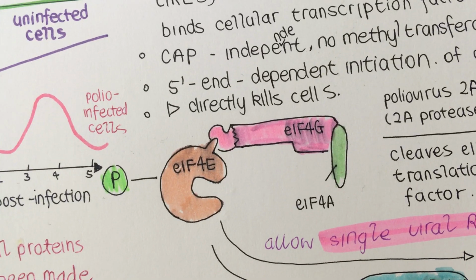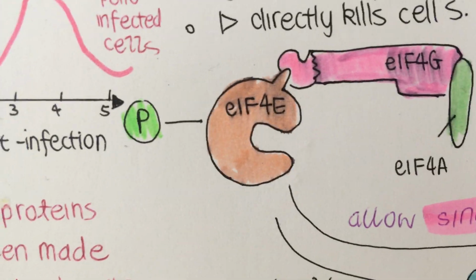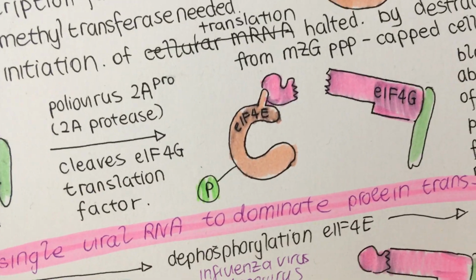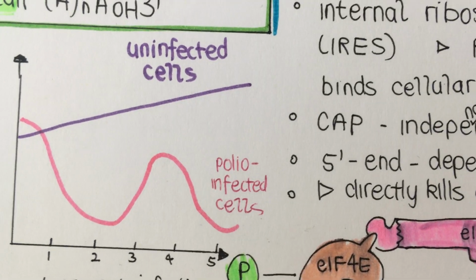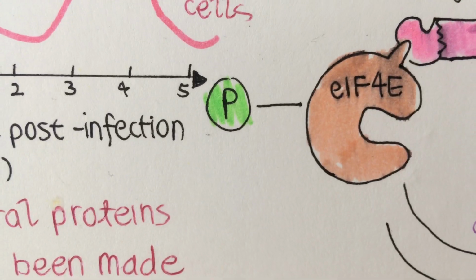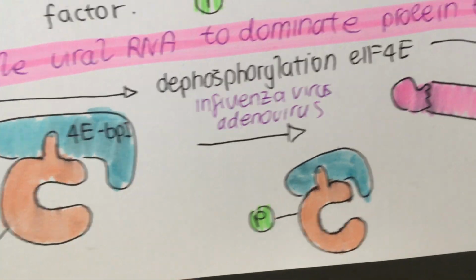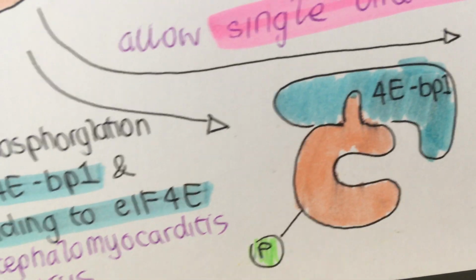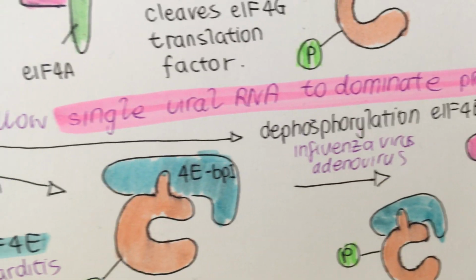You can either use its 2A protease, which we previously discussed, to cleave the eIF4G component of the translational machinery, so it no longer works, and host cells cannot initiate protein translation from the capped cellular mRNAs. Or you can dephosphorylate this 4E-BP1 element, allowing it to bind to eIF4E and stopping eIF4E from binding to eIF4G. This whole separation stops the translational machinery from operating. This is also a strategy used by the encephalomyocarditis virus.